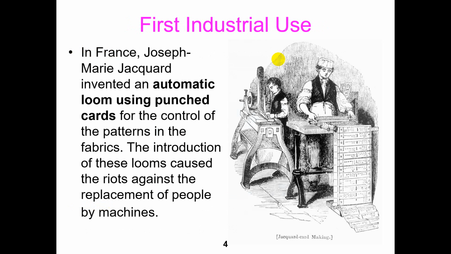Next, industrial use. In France, Joseph-Marie Jacquard invented an automatic loom using punch cards for the control of the pattern in the fabrics. The introduction of the looms caused riots against the replacement of people by machines.